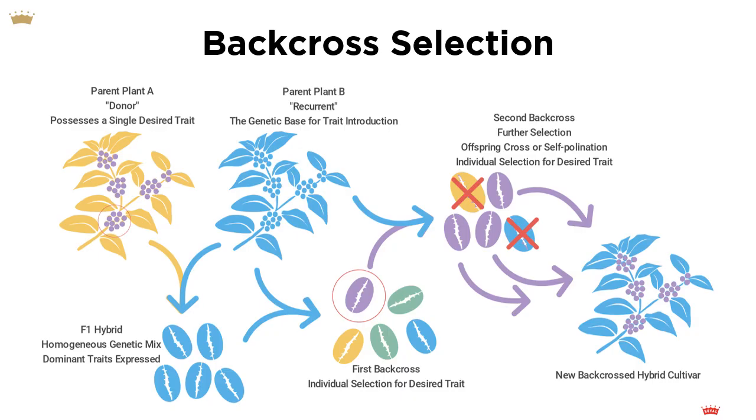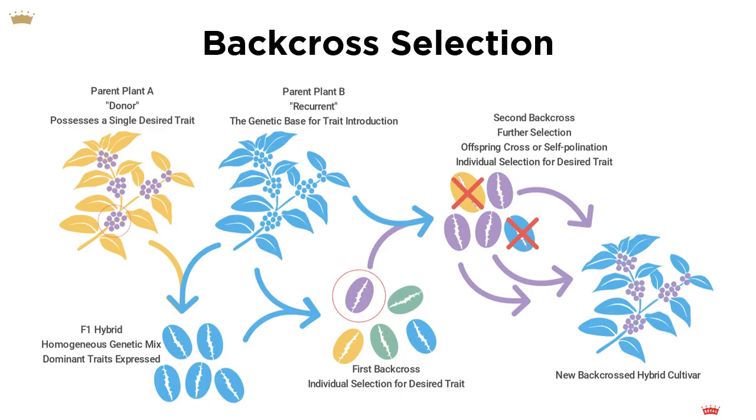Lab-crafted hybrids are often back-crossed with the parent plant to reinforce a particular genetic trait like disease resistance or seed size. The example in front of you on the left, we have parent plant A, the donor, which possesses a single desired trait, in this case, the purple fruit. And parent plant B, which we call recurrent, and it provides the genetic base for the plant type for that trait's introduction. In a typical back-crossing scenario, plant A will have a characteristic that the breeder wants to introduce into the makeup of plant B.